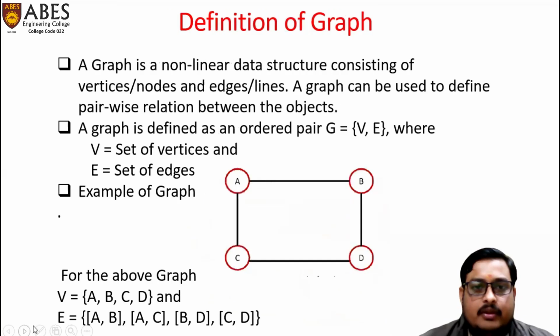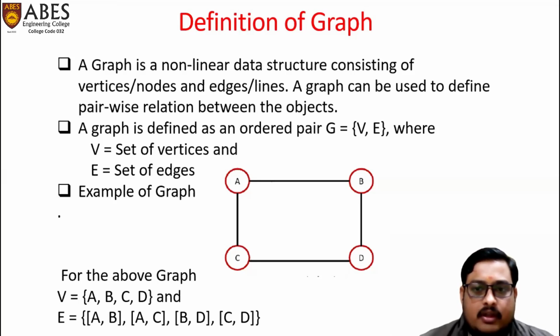Okay. So if we talk about definition of the graph, a graph is a non-linear data structure consisting of vertices, that is also known as nodes, and edges, that is lines representing the connection between nodes. So a graph can be used to define pairwise relation between the objects.